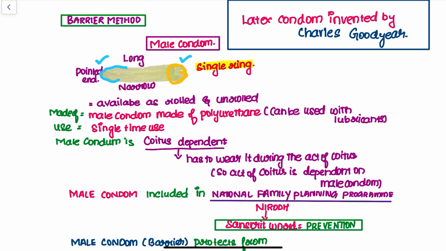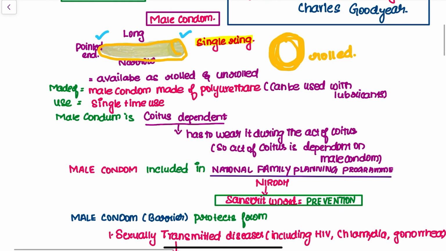And to be even more particular, these condoms are available as rolled condoms and unrolled condoms, right? So as you can see here, these are the unrolled condoms, because you can just visualize the entire of this condom, right? So this is unrolled, and rolled will be something which is similar to like this. Okay, this is rolled and this is unrolled.